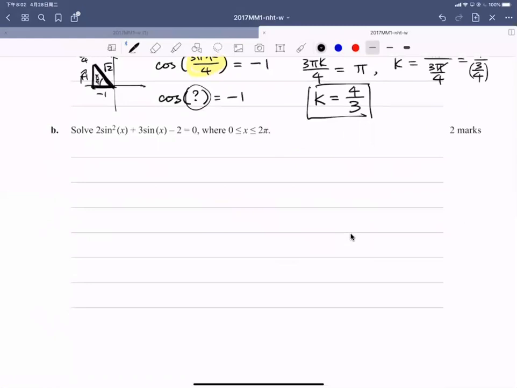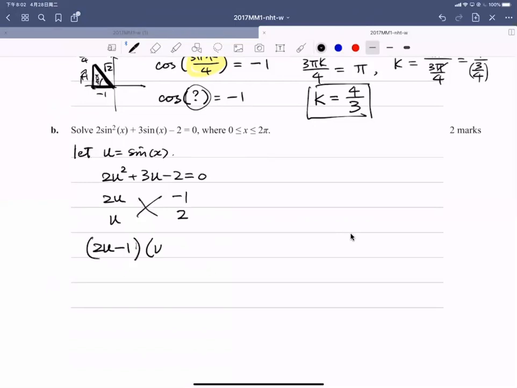Solving a hidden quadratic equation. So let u equals sine of x. 2u squared plus 3u minus 2 equals 0. And 2u, let's say 2 is here, minus 1 is here. Cross multiplying, you have 2u minus 1, u plus 2 equals 0. Therefore, u equals half and u equals minus 2.